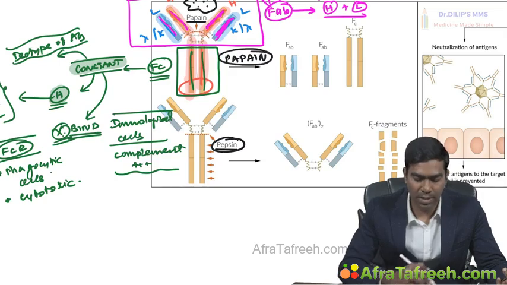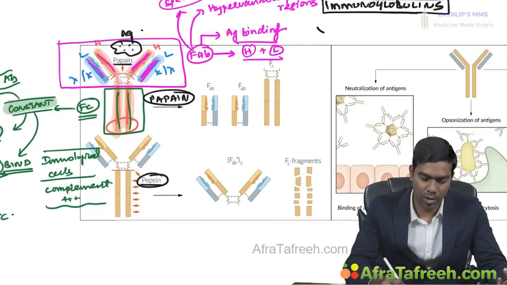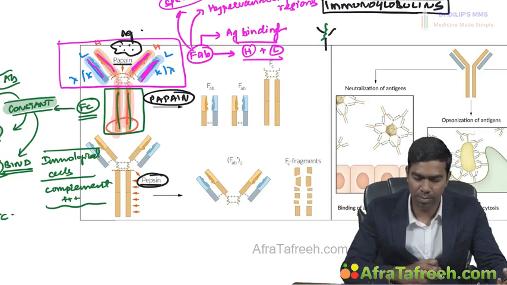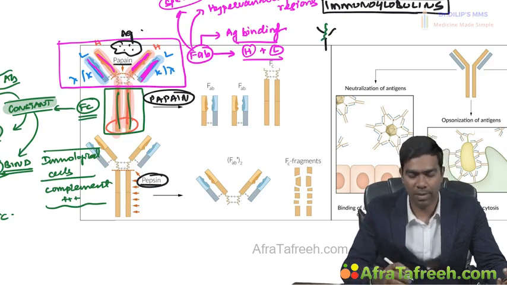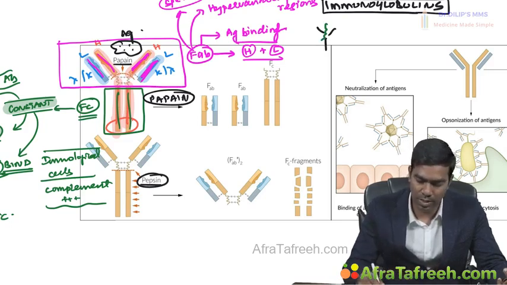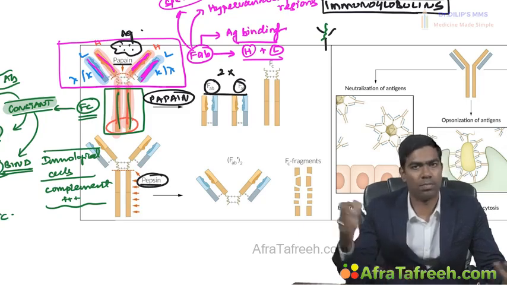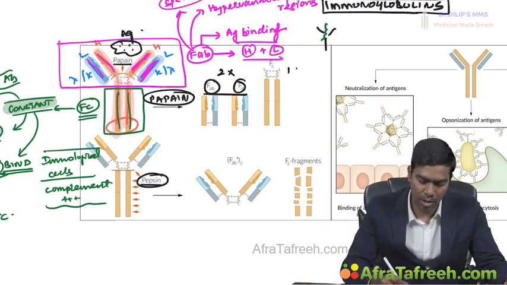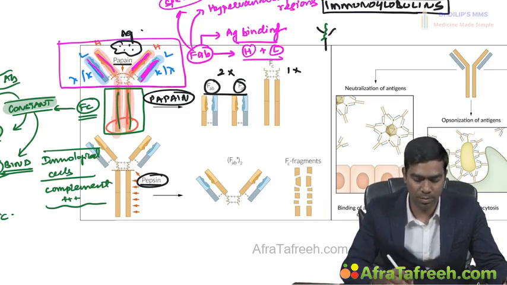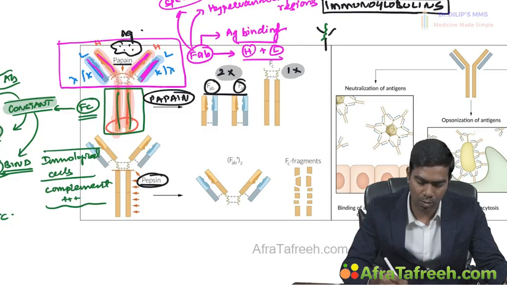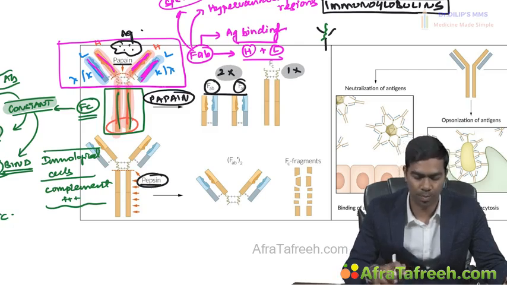So what is the papain cleavage going to yield? I told you papain is going to break at this point. So once papain breaks at this point, you're going to see two Fab fragments. Both are split apart, and separately one FC fragment, which means two Fab fragments and one FC fragment. This is what papain is going to do.